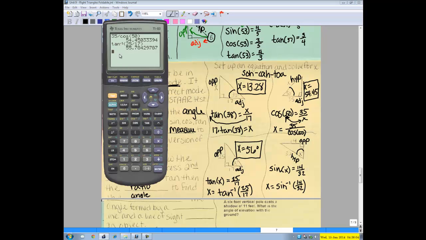Get out your calculator, and right above your sine is your sine to the negative 1, and right above your cosine is the same thing. So if you needed the cosine one, it's there also. So second sine 14 divided by 32. Close your parentheses, enter. And it's 25.9, so it's 26 degrees.